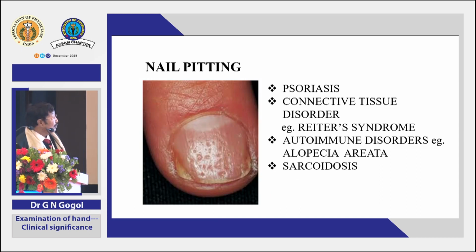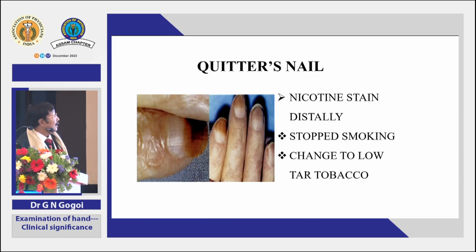Then we can also get pitting nails in psoriasis, connective tissue disorders like Reiter syndrome, autoimmune disorders like alopecia areata, sometimes in sarcoidosis. And in the quitter's nail, there is a nicotine stain distally. When a patient stops smoking or changes to low-tar tobacco, the proximal portion becomes white.